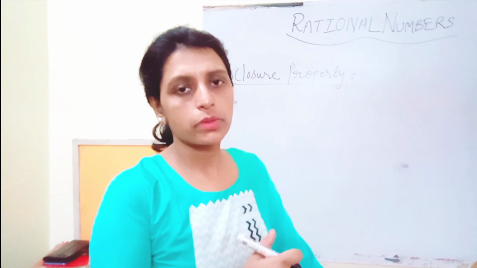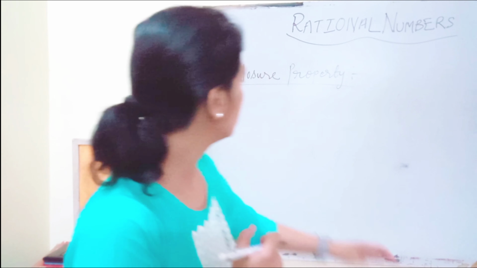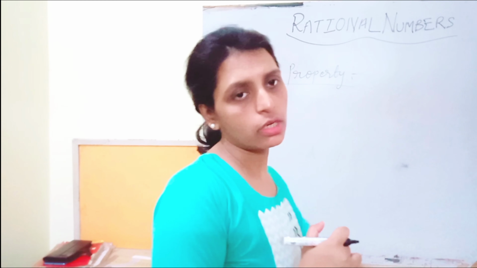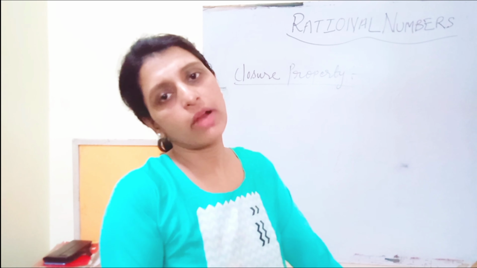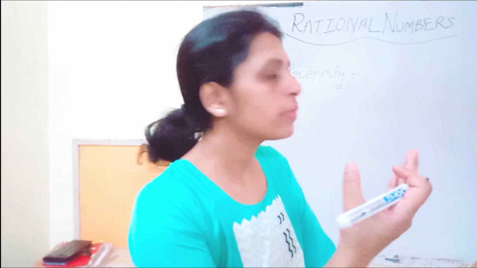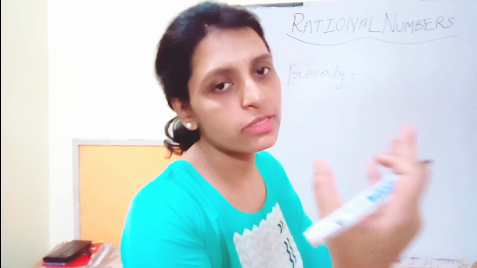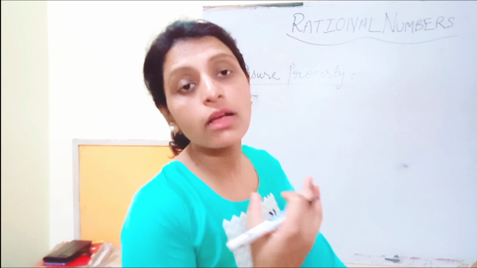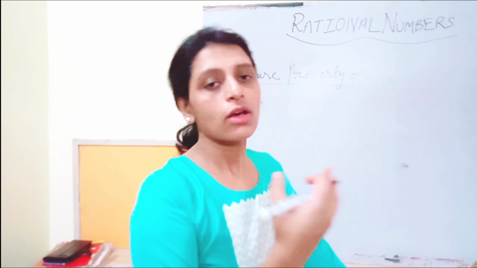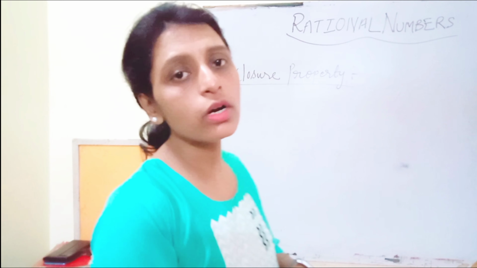What is a closure property? Closure property means when we add two rational numbers or more than two rational numbers, we get a rational number only. Okay? When we subtract two rational numbers or more than two rational numbers, we get a rational number only. When the rational numbers are multiplied, the result is also a rational number. When two rational numbers are divided, we obtain a rational number only. Okay? So this is called closure property.